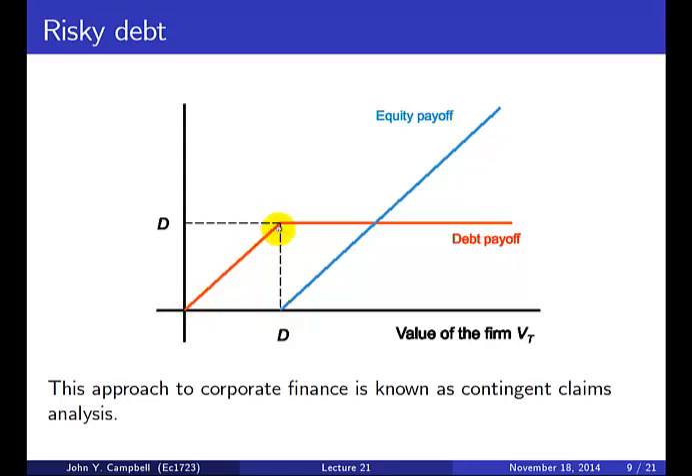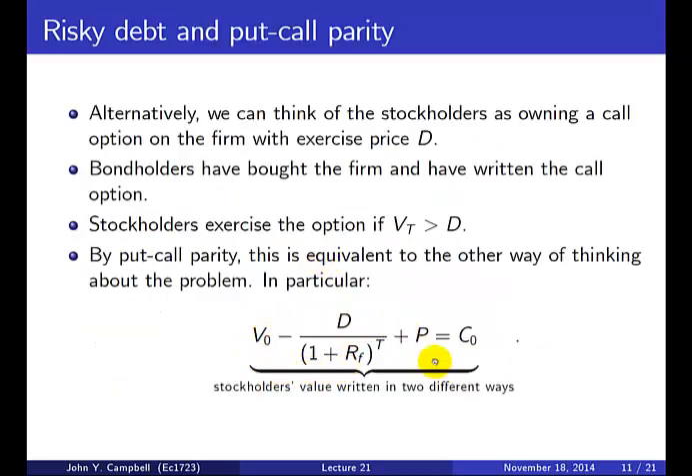So this red line is, you can think of it as the value of the stock less the value of the call, which the equity holders have. That's one way to think of it. Or you can think of it as safe debt less the value of the put that the equity holders have written to the debt holders. Okay, so this is the contingent claims analysis of risky debt.